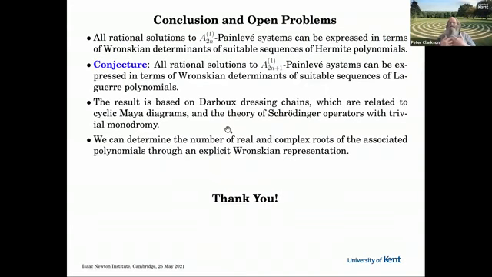Now you can actually generate some for the affine Weyl group A_{2N+1}. If you look at the affine Weyl group 2N plus 1, so the odd ones, then you can get these as Wronskians of suitable sequences of Laguerre polynomials. If you take the first one, A3 1, you get Painleve 5. It's a system of 4 equations. And these results are all based on Darboux dressing chains. They're related to cyclic Maya diagrams and the theory of Schrödinger operators with trivial monodromy.